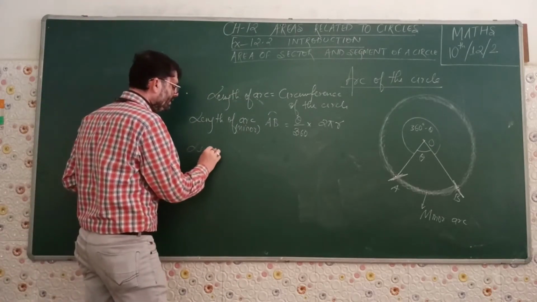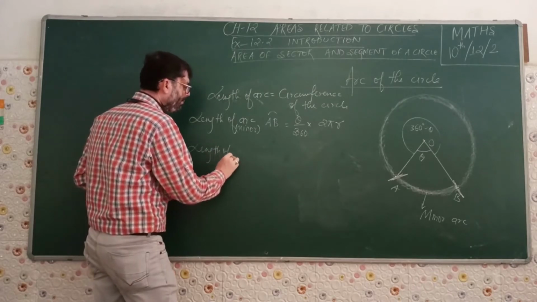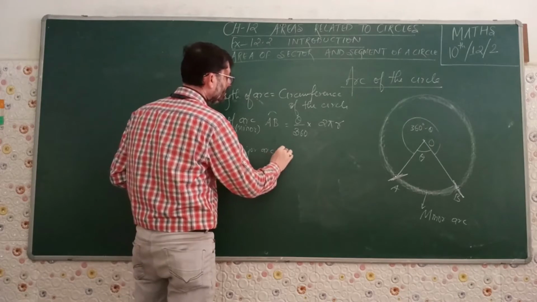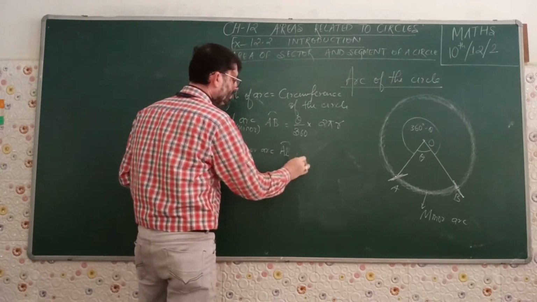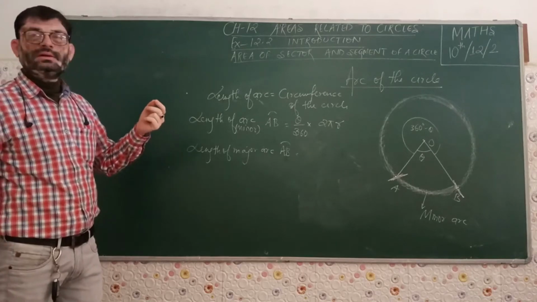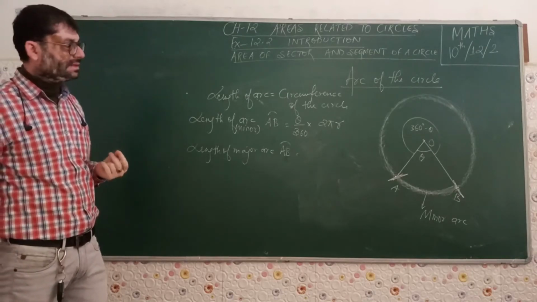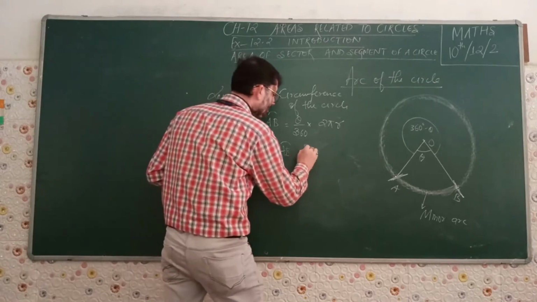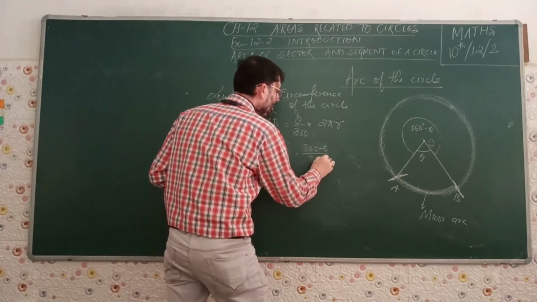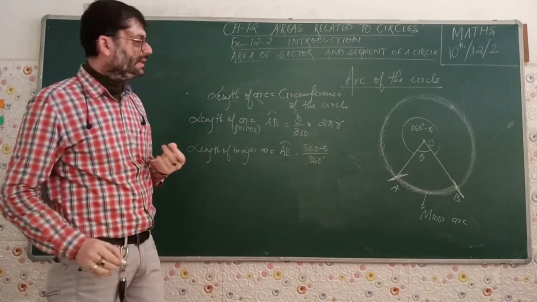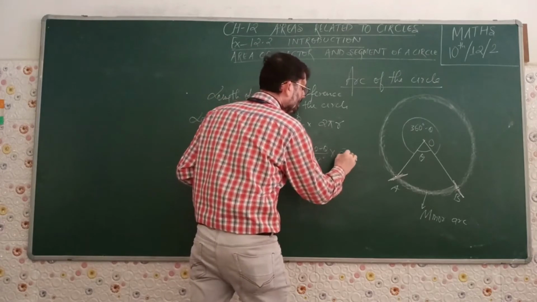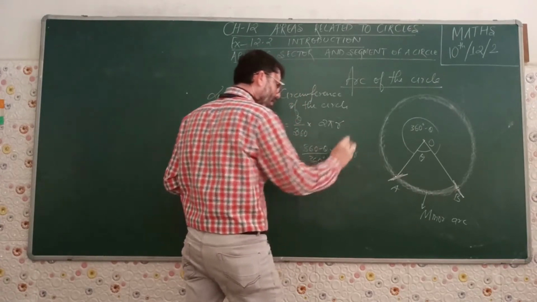Similarly, we can also find the length of the major arc AB. This will be the part of the arc taken by the angle made at the center by that arc. The part is 360 degrees minus theta upon 360 degrees. The total was 360 degrees, and the part that is taken is 360 minus theta, into the circumference of the circle, that is again 2 pi r.